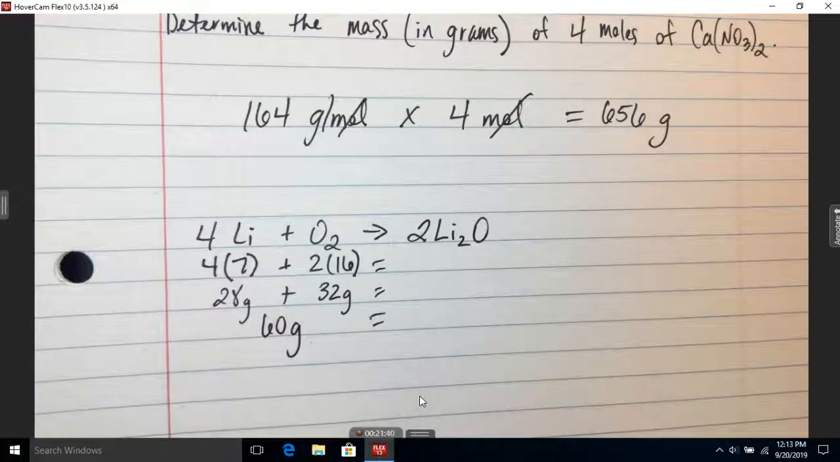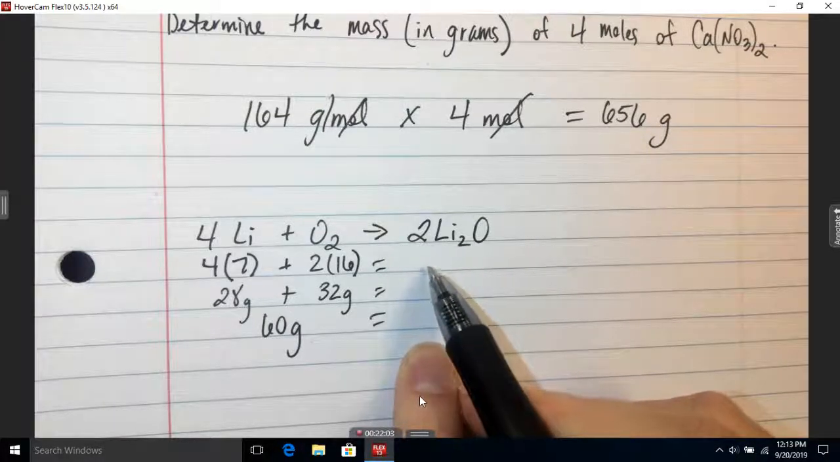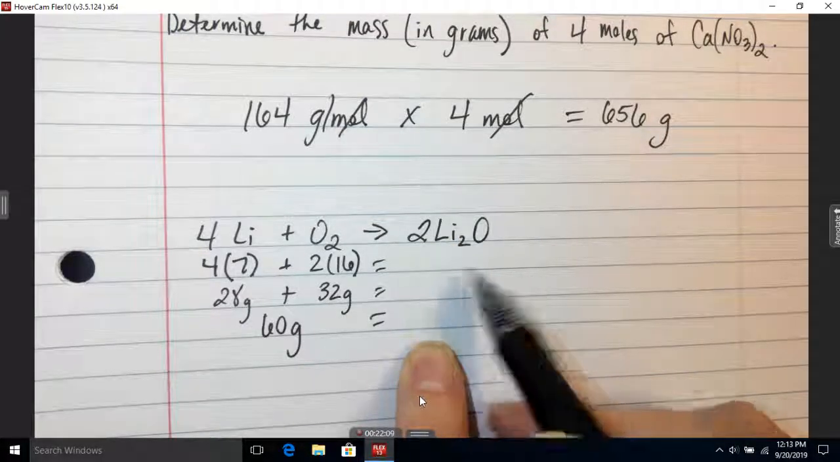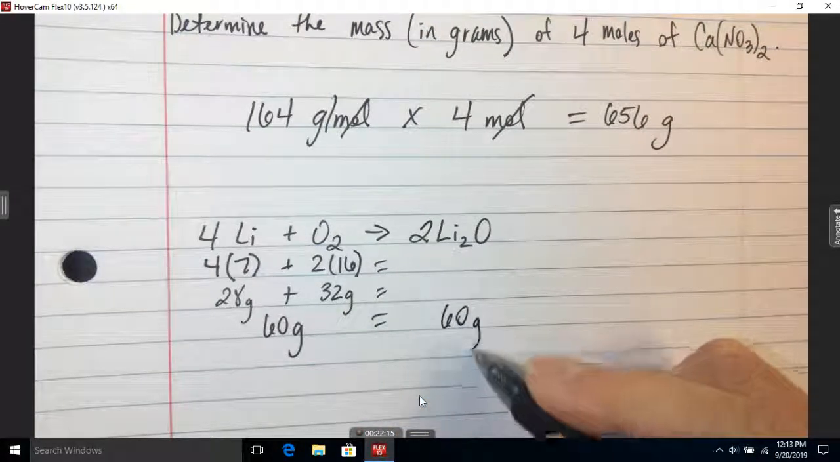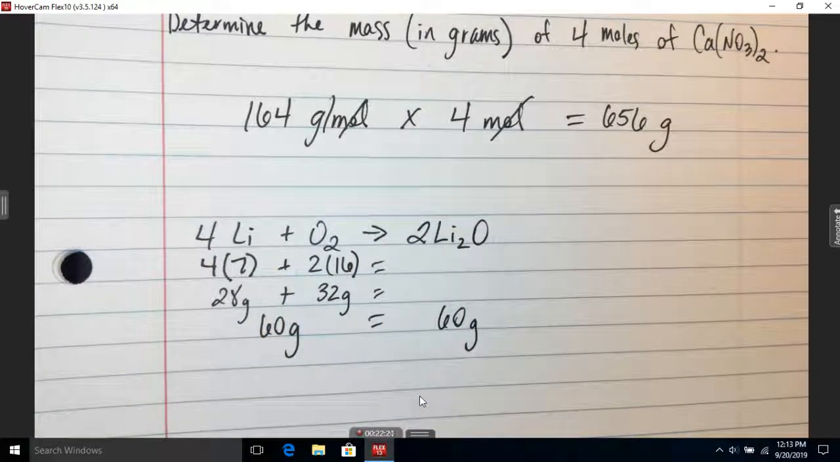According to the law, what should I have on the right side? 70? I should have more? I should create matter? It should be equal because the law says it cannot be created or destroyed. Okay. So I could do the math again. 2 times 2, that's still 4. And what's his atomic mass? 7. It's going to come out to be the same thing. That's 2 oxygens at 16 grams each. It's still 60 grams. The only way it's not going to match is if your equation is not balanced.